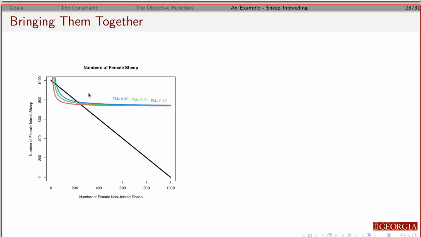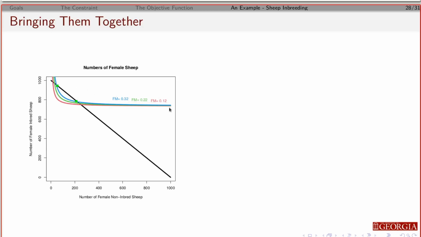Okay. What happens if I want 0.32? Again, now there's two places where this can happen. Again, this is a small change. So this small change is going to give me another 50% change. So now notice this is about the same amount of change as I went from 0.12 to 0.22 to 0.32.